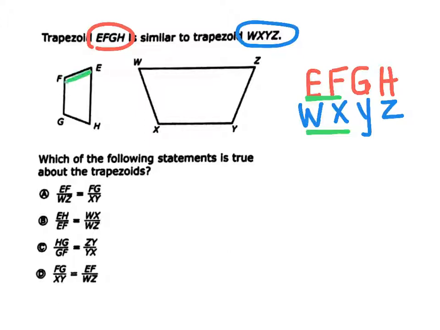So EF is over here in the small trapezoid, so I'm going to highlight it, whatever color you want, and then it says it's supposed to match up with WX in the large one, so I need to take that same color I was just using and highlight over WX. Okay, now I'm going to go down in my multiple choice answers, and I'm going to start highlighting those two line segments, and I need them to match up.